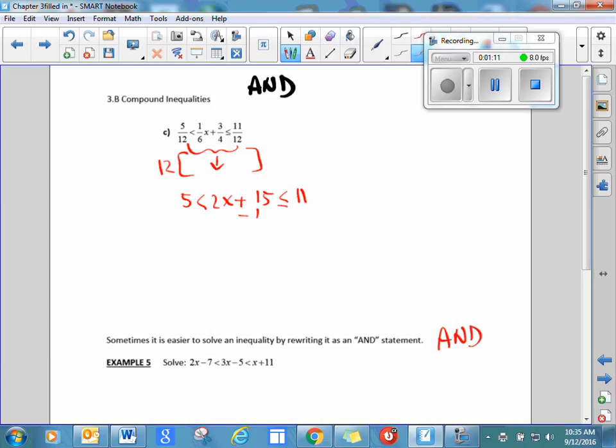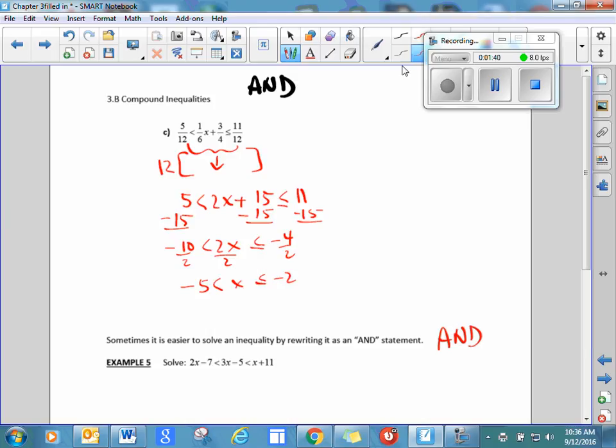So I'm going to subtract 15, trying to get the x alone, subtract 15 from all three of the terms, and I end up with minus 10 less than 2x less than or equal to, what's that, minus 4? One more step to get the x alone, division. I'm dividing by a positive number, so I don't have to worry about flipping the signs. Minus 5 less than x less than or equal to minus 2.